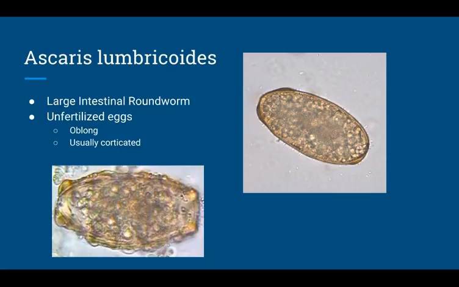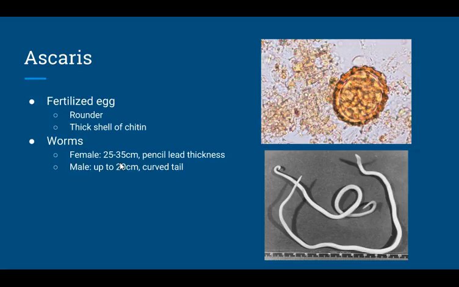Okay, Ascaris lumbricoides, the common name is large intestinal roundworm. This is the egg, well, these are both eggs. This one is corticated with the nitrogen polysaccharide coating around it, and this one is not corticated, but they're both Ascaris. They're usually oblong. This is a fertilized egg, and it's usually rounder, and it has a thick shell of chitin.